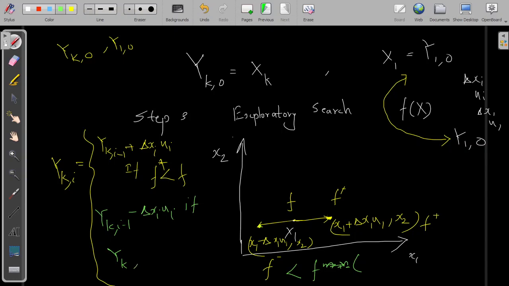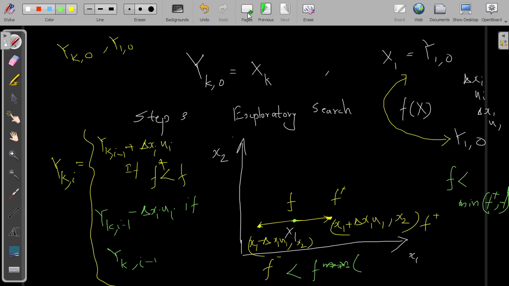And this yki will be equal to yk comma i minus 1, that means this point itself, that is our x1 point itself, if f is less than the minimum of f plus comma f minus. Okay, so that is the next step. That means the first exploratory search.